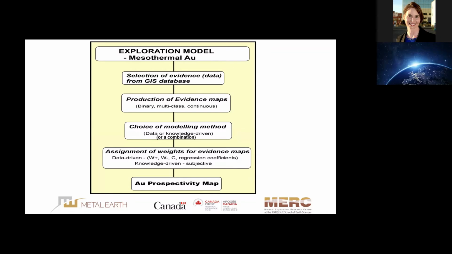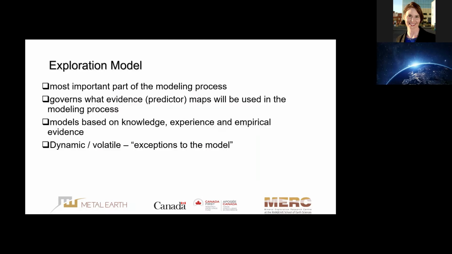And then we choose a modeling method, whether it's data or knowledge driven or a combination. In our case, which I'll be presenting today, we're using a data-driven algorithm known as random forest. And then assignment of the weights, that depends on the method we're using. For random forest, it's automatically derived. And then we come up with some prospectivity or potential map.